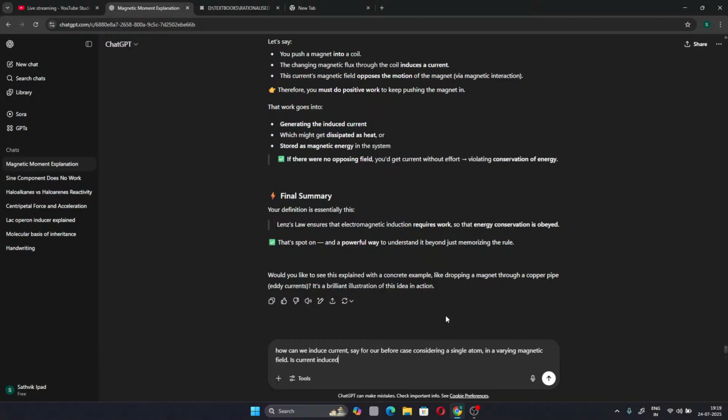Or how is it actually induced? And before a single atom case, how can current be induced, actually for a conductor, only via change in magnetic field, as magnetic force does no work.